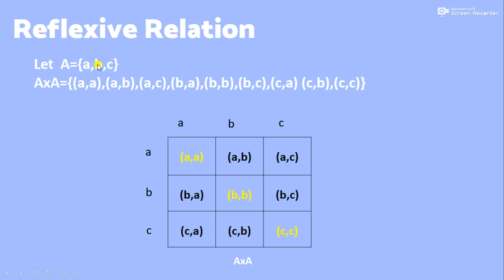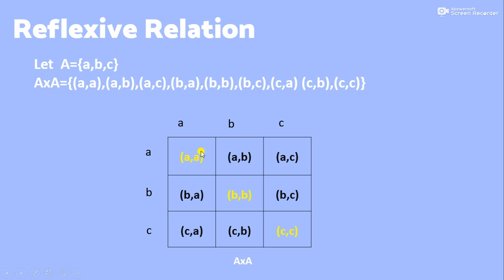In a cross product, if we have three elements, in total we have 3 into 3, that is 9 elements. So if we have n elements in a set A, then we have n into n elements in the cross product. Here AA is represented in the first cell, AB in the second cell, AC in the third cell, then BA, BB, BC, CA, CB and CC.